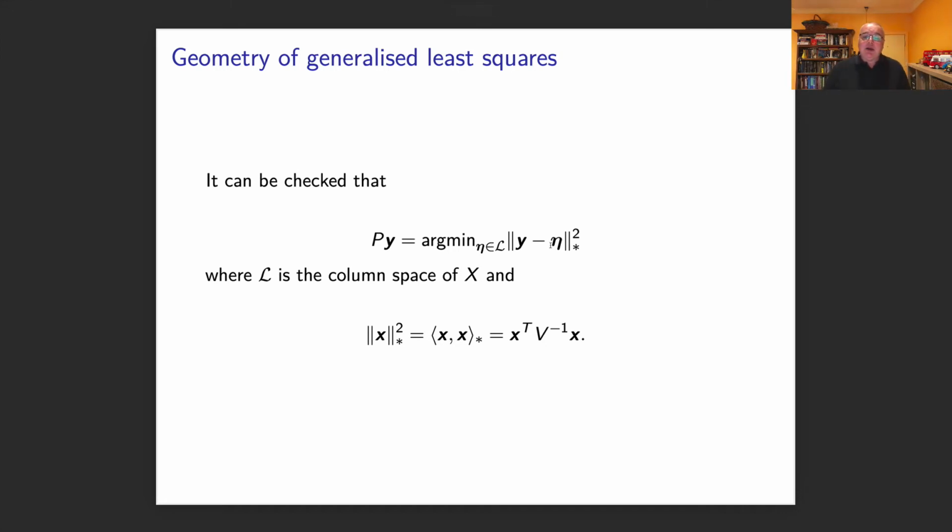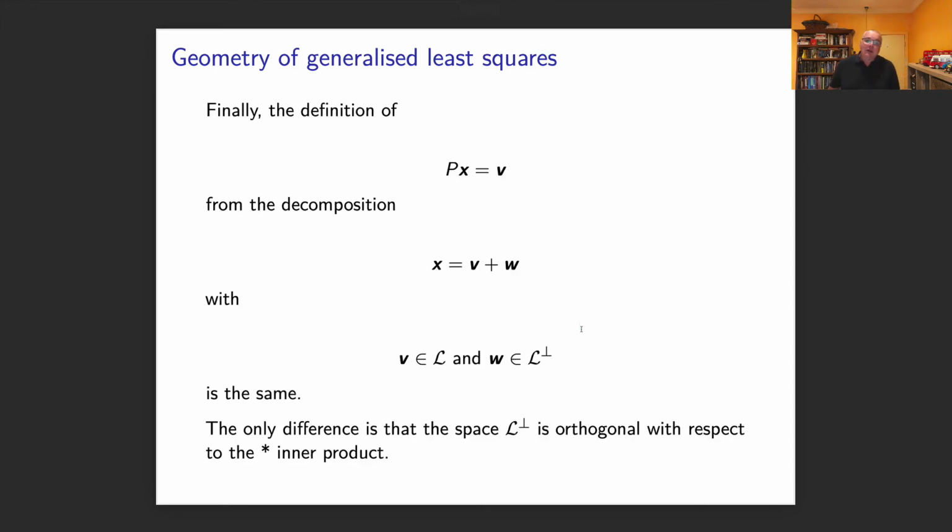If I take my y minus eta and I want to do the least squares, we find that Py does that, and our L is now the column space of X. Also, our norm squared is x transpose Vx. Now I can take my P, which has that V minus 1 in it, and that will return something that lies in our subspace. The whole thing works. It was just a very quick show. The main difference is that L perp is now defined by its orthogonality with respect to the star inner product, not the other one.